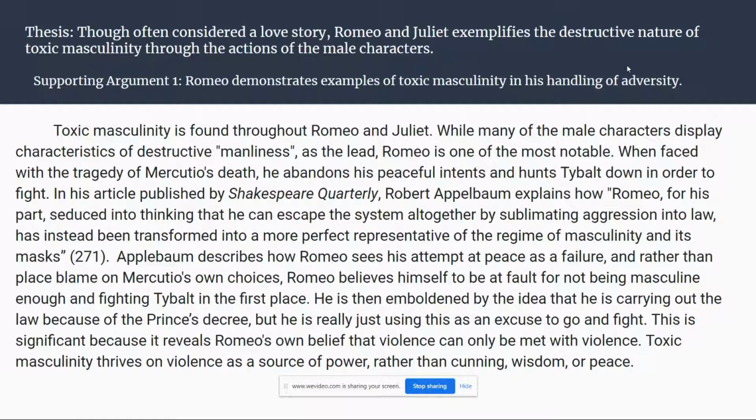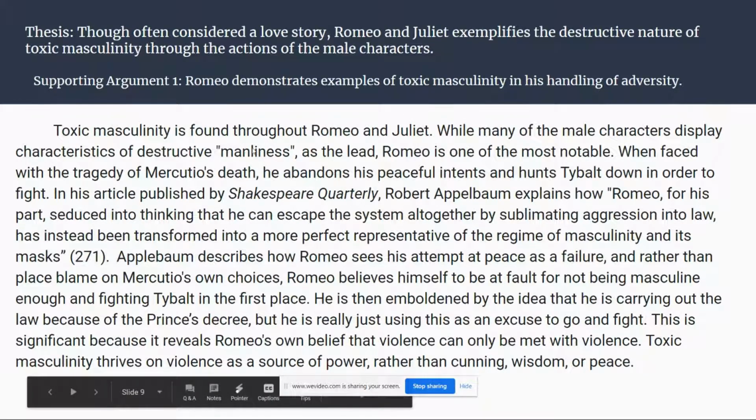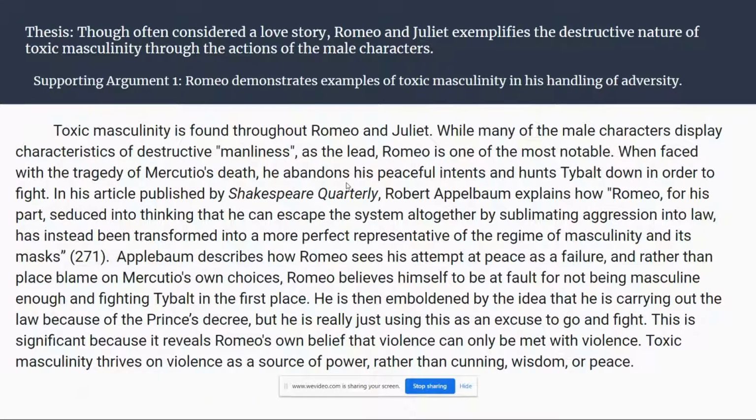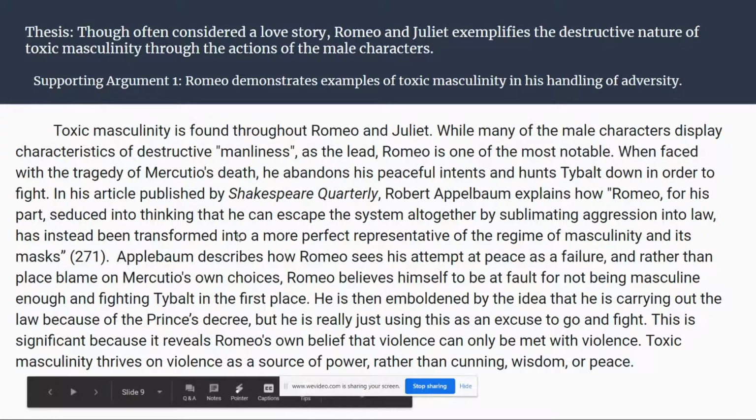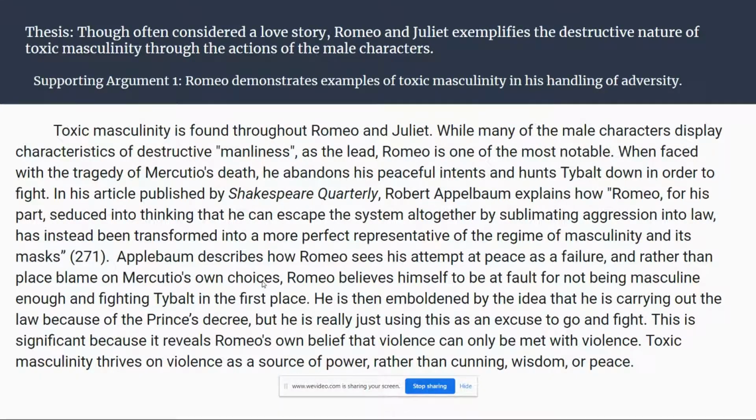And then the supporting argument here is Romeo demonstrates examples of toxic masculinity in his handling of adversity. And remember, we laid out the supporting arguments so that each one was looking at a character, and we're looking at how all of them demonstrate some qualities of toxic masculinity. So we're going to look now at one paragraph that supports that idea about Romeo. Of course, I would need probably at least two paragraphs about Romeo in order to have that section of the paper complete. So this is just a one paragraph example. You would again follow this with another one.